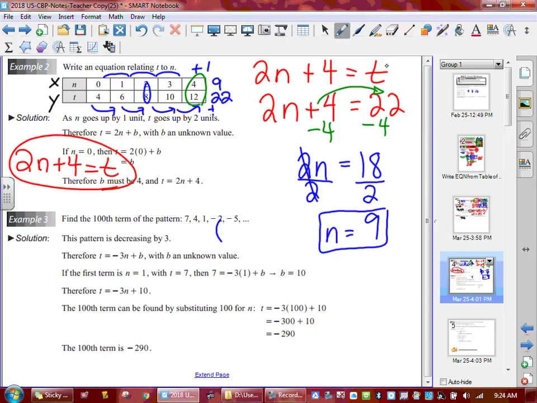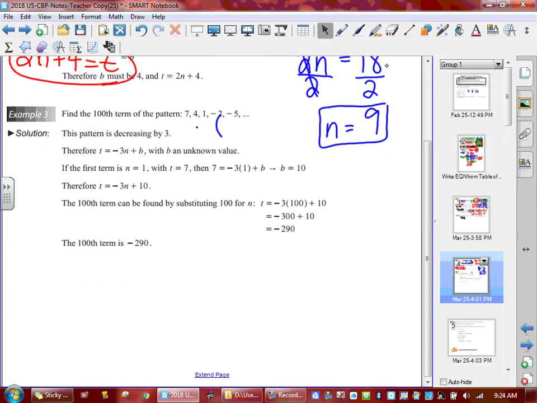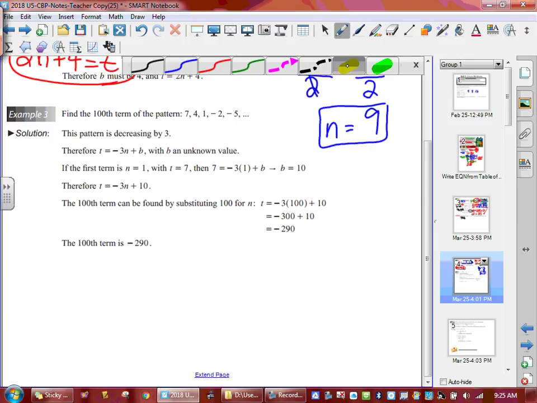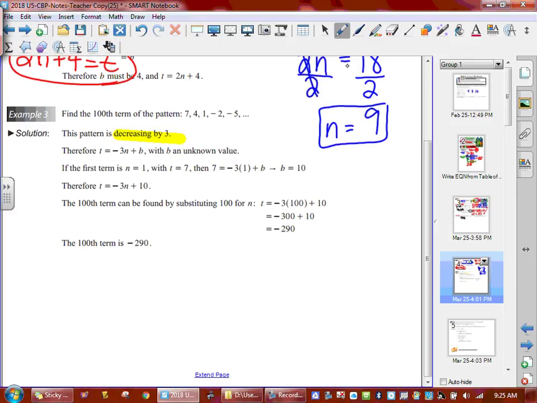Okay? Let's look at the very bottom one here on example 3. All right. Example 3 says, find the 100th term in this pattern. So you've got 7, 4, 1, -2. What is it doing every time? It's decreasing by 3. We could also say subtracting 3. So it's subtracting 3 every time.